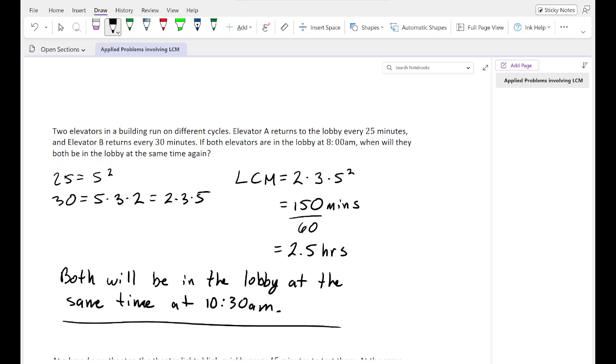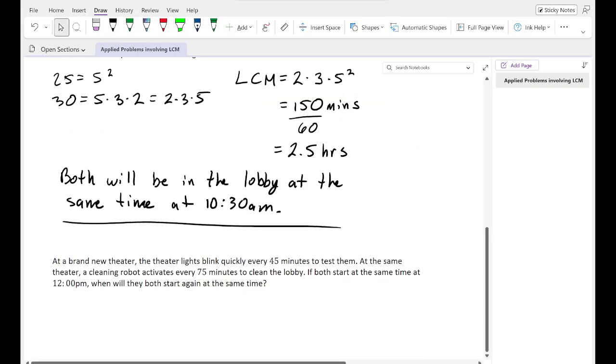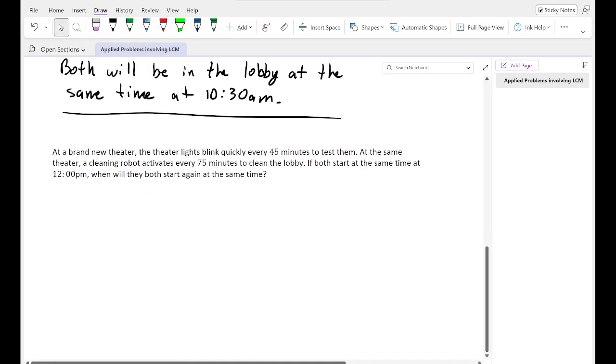There you go. So same thing we did before, just that slight twist to add a little twist to it, just something more interesting. Last one. At a brand new theater, the theater lights blink quickly every 45 minutes to test them. At the same theater, a cleaning robot activates every 75 minutes to clean the lobby. If both start at the same time at 12 p.m., when will they both start again at the same time?